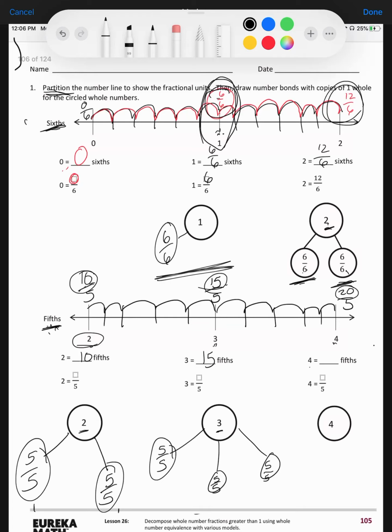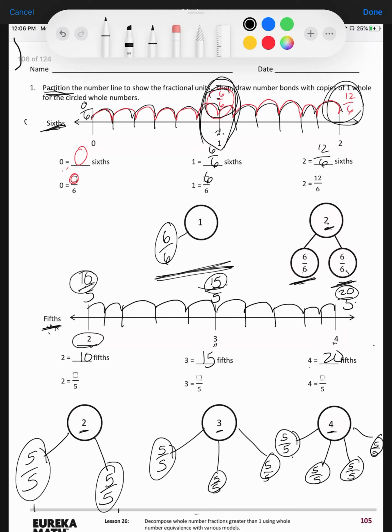4 equals how many fifths? Well, 4 equals 20 fifths. How many wholes is there? Well, there's 4 wholes. When I say wholes, I'm talking about whole pieces, whole numbers. And since we're breaking it down into fifths, each one of these is 5/5. So 1, 2, 3, 4, and there's your wholes.